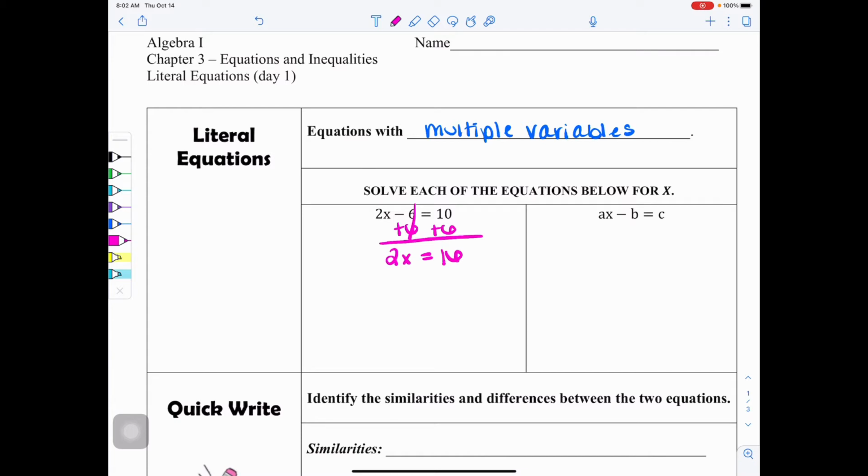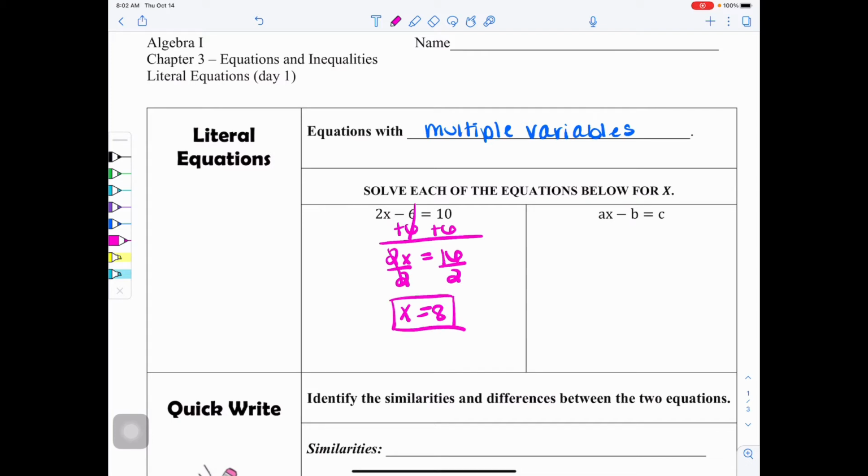Now I don't want 2x, I want 1x. So 2 and x are being multiplied. The opposite or inverse operation would be to divide. So we're going to always divide by the coefficient, which in this case is 2. Then when we do that, we end up with x equals 8 as our final answer.